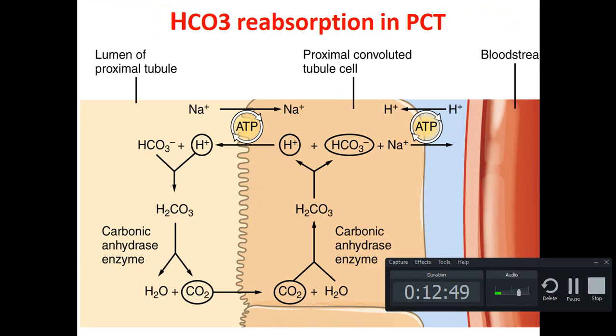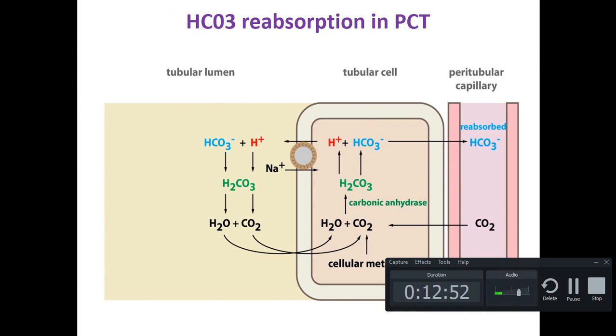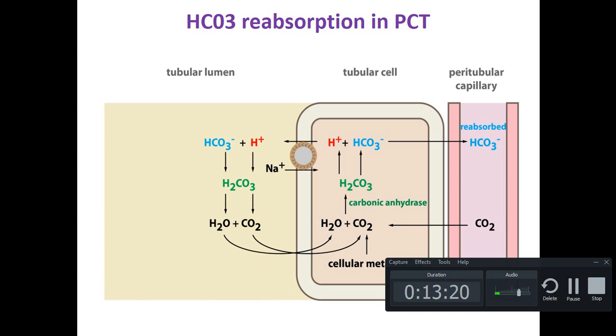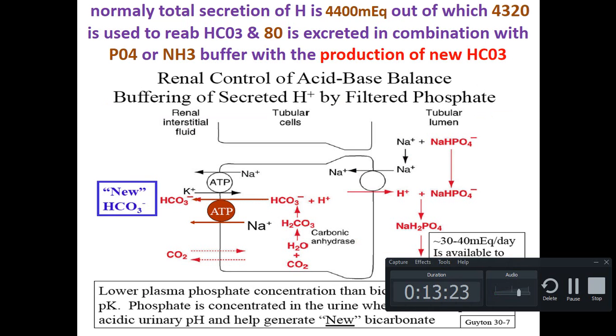Here is the same diagram, the reabsorption of the bicarb. Now let's see something about the other buffers, a very important buffer, the phosphate buffers. The phosphate buffers become very important in the distal convoluted tubule. Why do they become important in the distal convoluted tubule? Because by the time the filtrate reaches the distal convoluted tubule, most of the water and the other things have been reabsorbed.